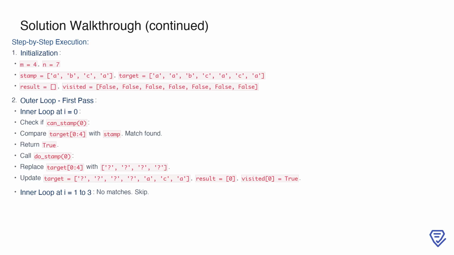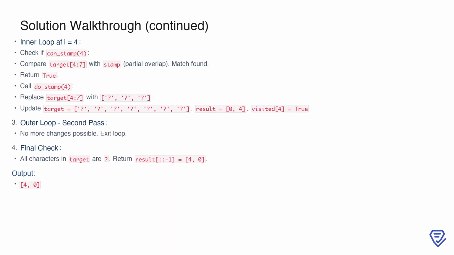During the first pass of the outer loop, at I equals 0, we find that the substring from index 0 to 4 matches the stamp. We apply the stamp, replacing the corresponding portion of the target with question marks. The target becomes question mark, C, and we add index 0 to the result list, marking visited 0 as true. For the subsequent indices, from 1 to 3, no matches are found, so we skip those positions.